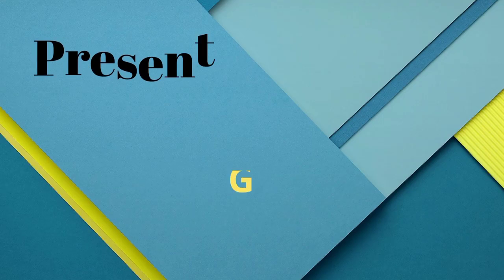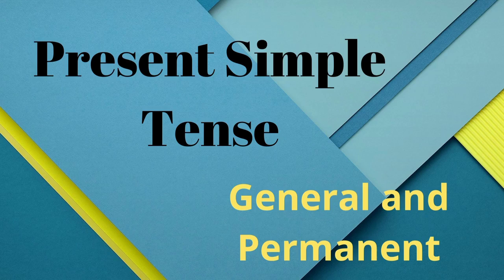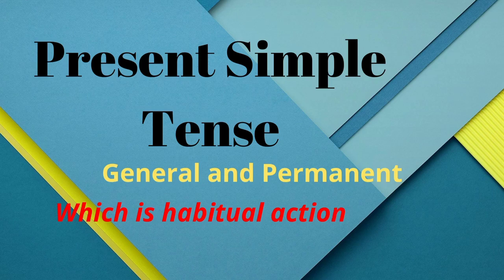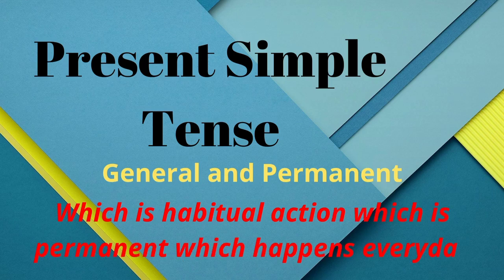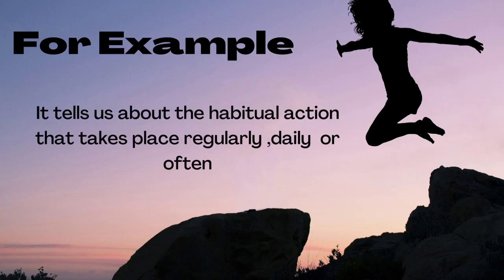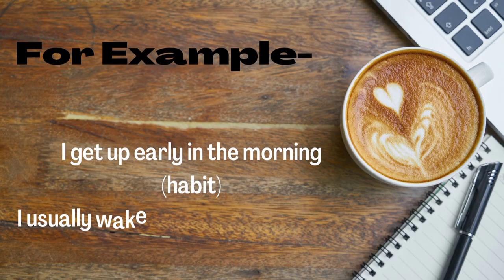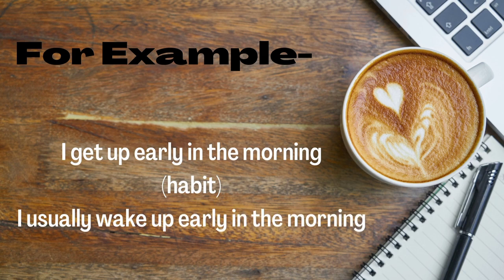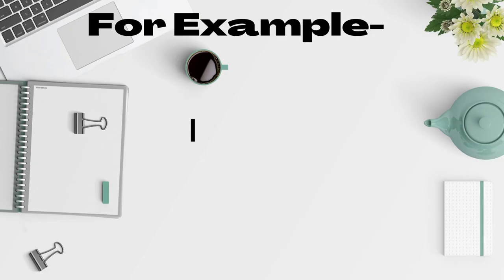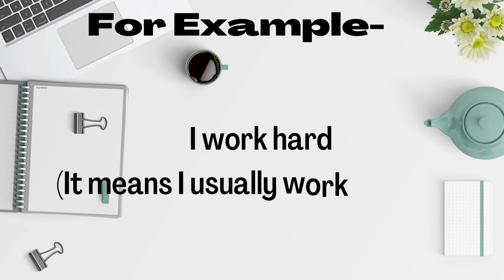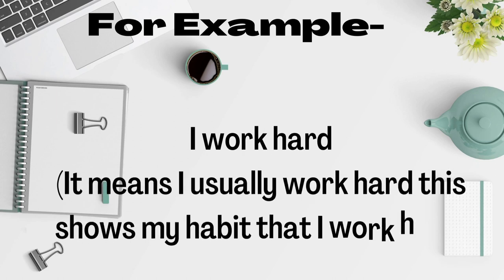If we use present simple tense, it is general and permanent. It is a habitual action which is permanent, which happens every day. It tells us about the habitual action that takes place regularly, daily or often. For example, I get up early in the morning. That is my habit. I usually wake up early in the morning. I work hard. It means I usually work hard. This shows my habit that I work hard.